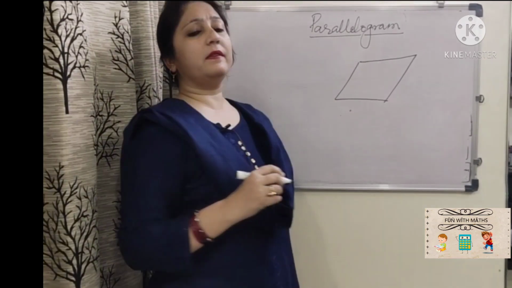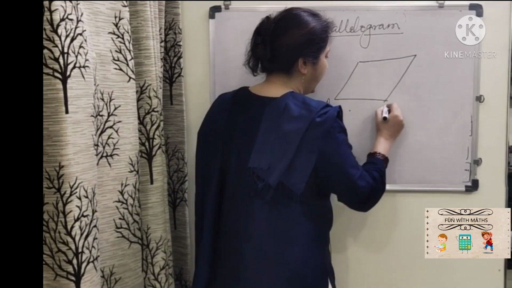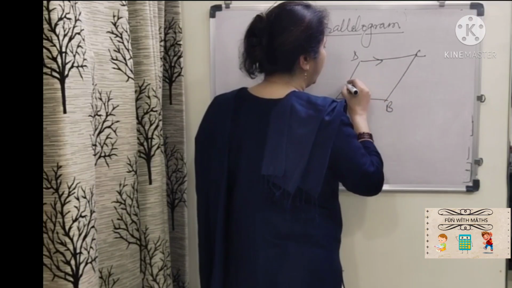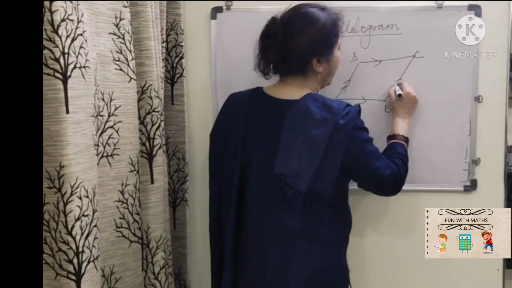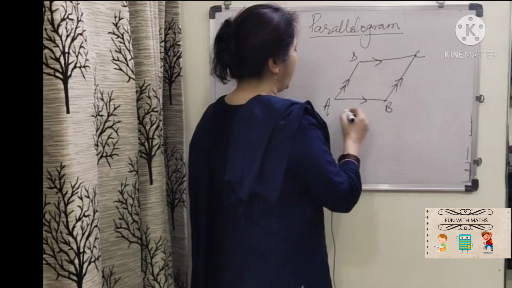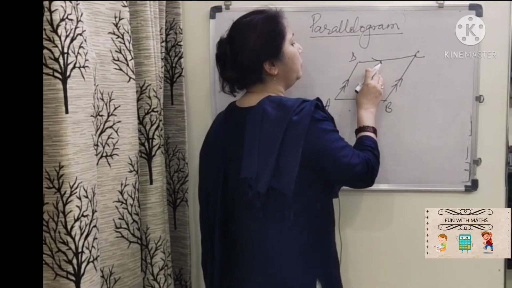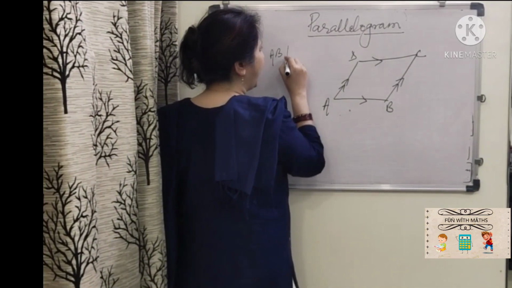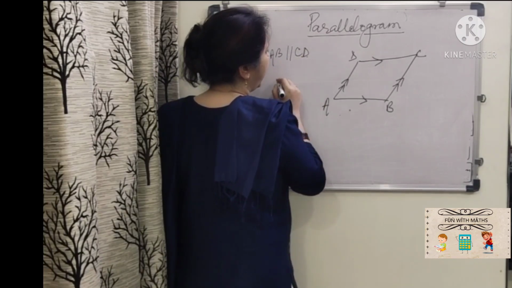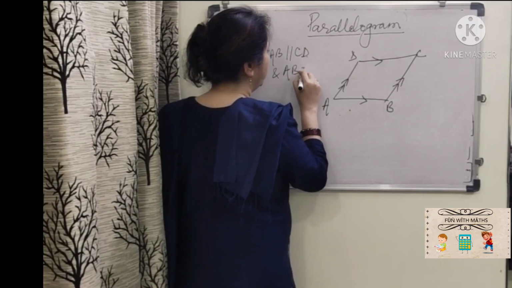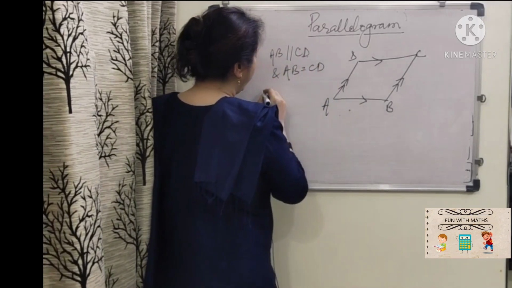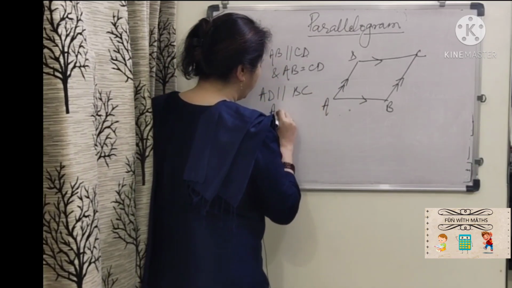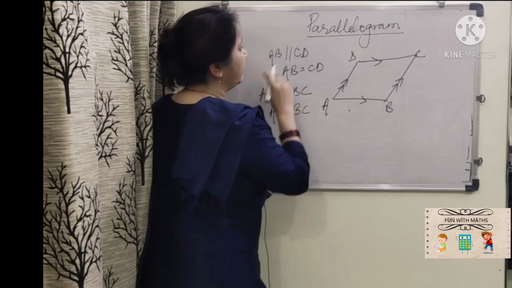A quadrilateral is a parallelogram if it has both pairs of opposite sides parallel as well as equal. So if you see this quadrilateral ABCD and you want to call it a parallelogram, the necessary condition is AB must be parallel to CD and AB is equal to CD. Second is AD parallel to BC and AD is equal to BC. Then it becomes a parallelogram.